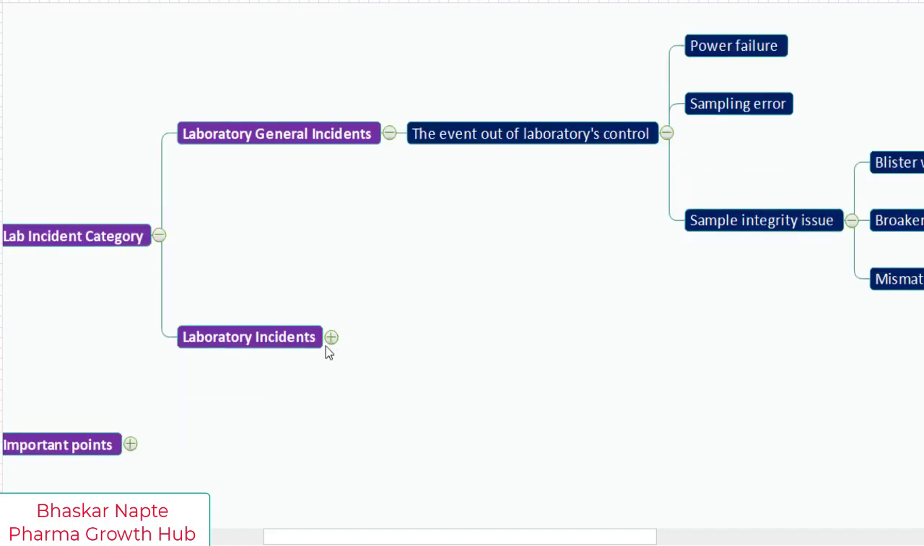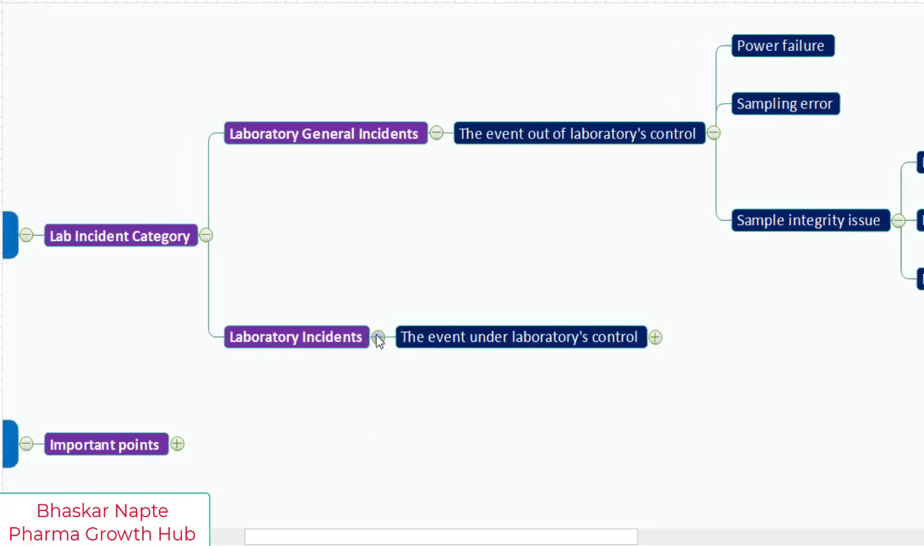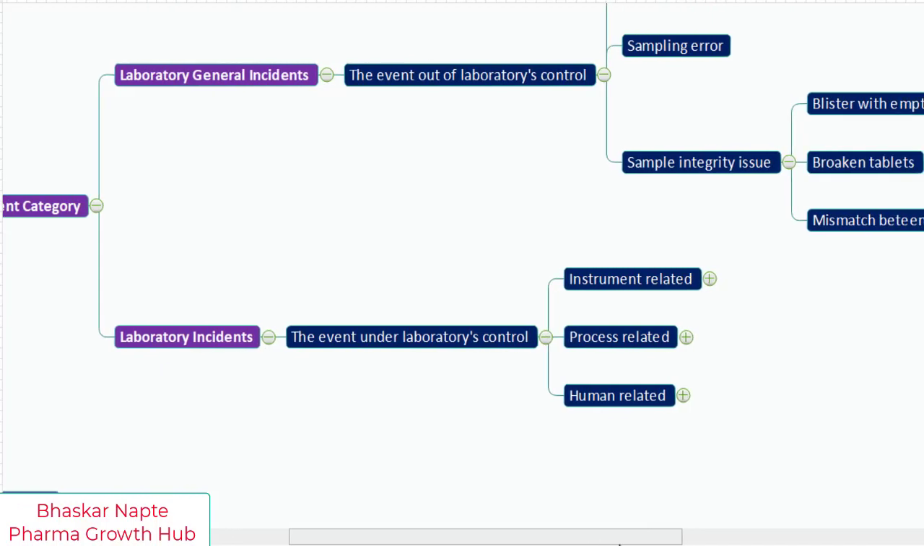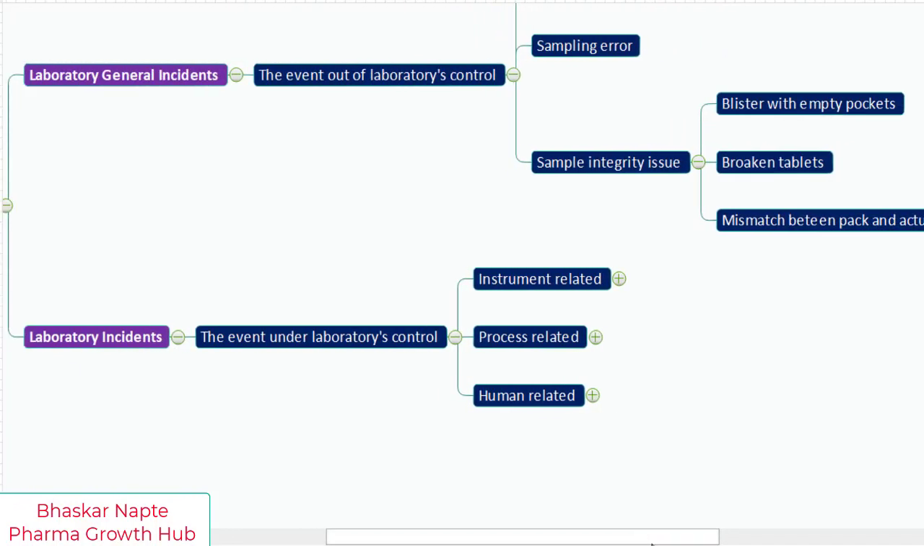Now let us talk about the core area of the analytical lab, where the incidents are classified as laboratory incidences. These are the events which are in direct control of the lab. These are the events which are under strict control of the laboratories. Now, further, to simplify the process, I would like to categorize these lab incidences into three categories: instrument related, process related, and human related.